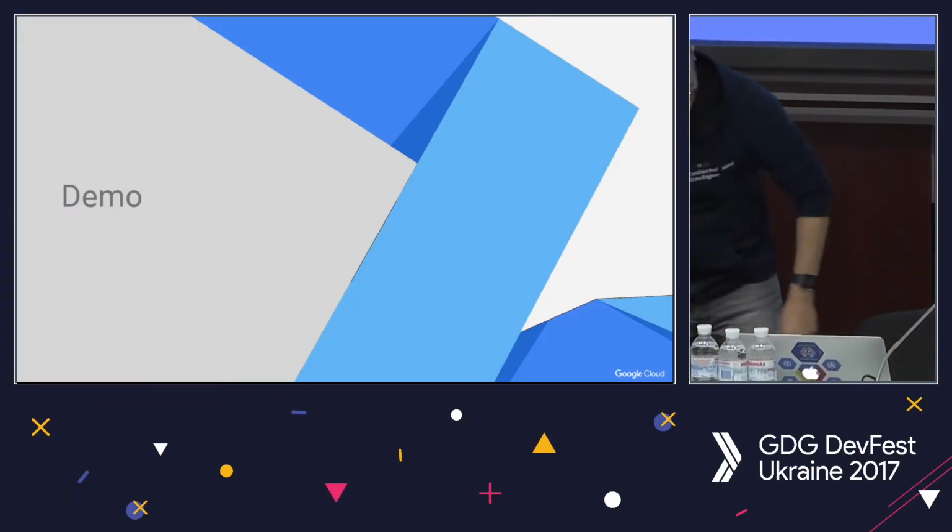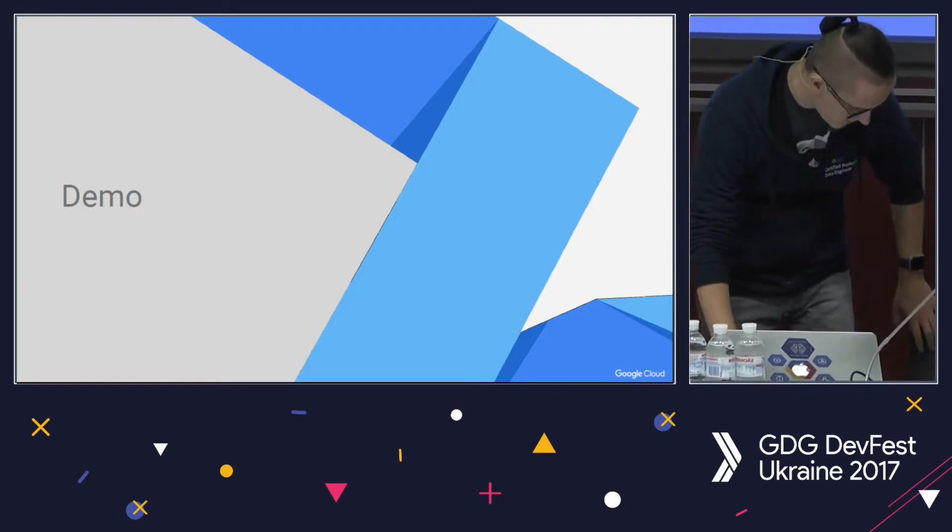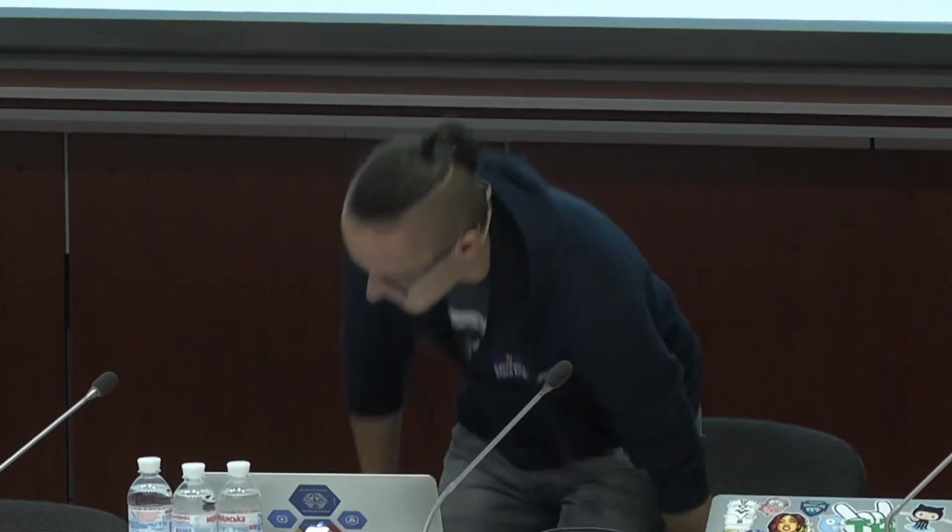Okay, now let's take a look at a bit of actual Spanner. Oh, it's interesting. I don't have space to see it. Just a second, I will switch into mirroring. Yay. I'll sit down.